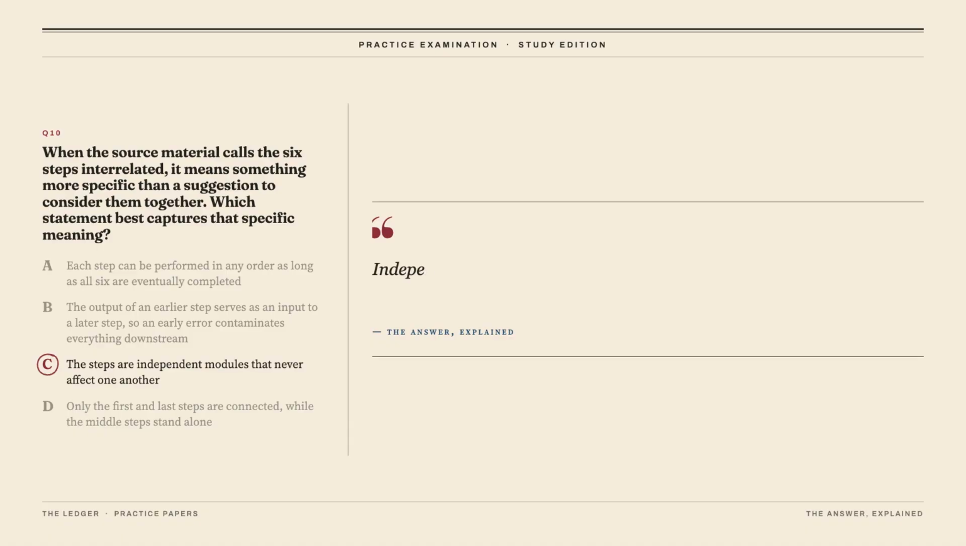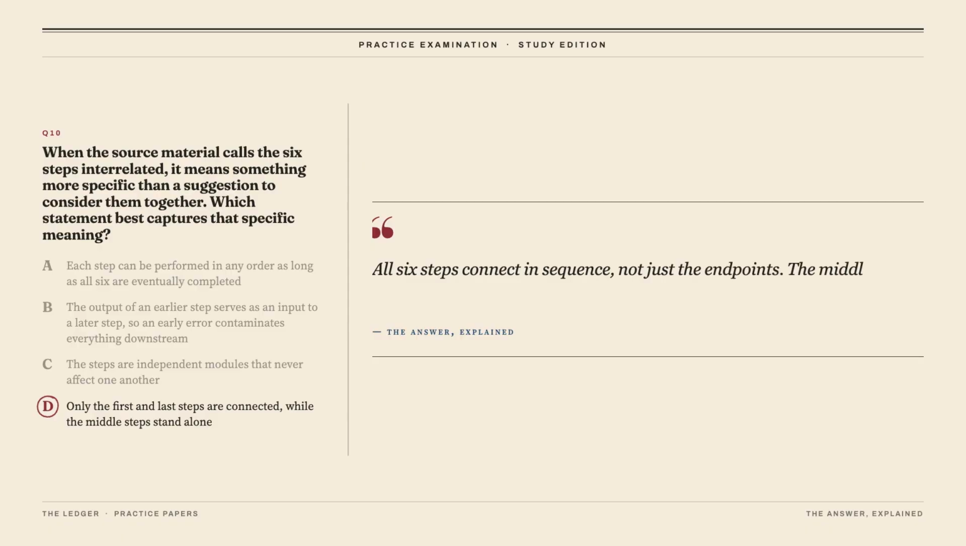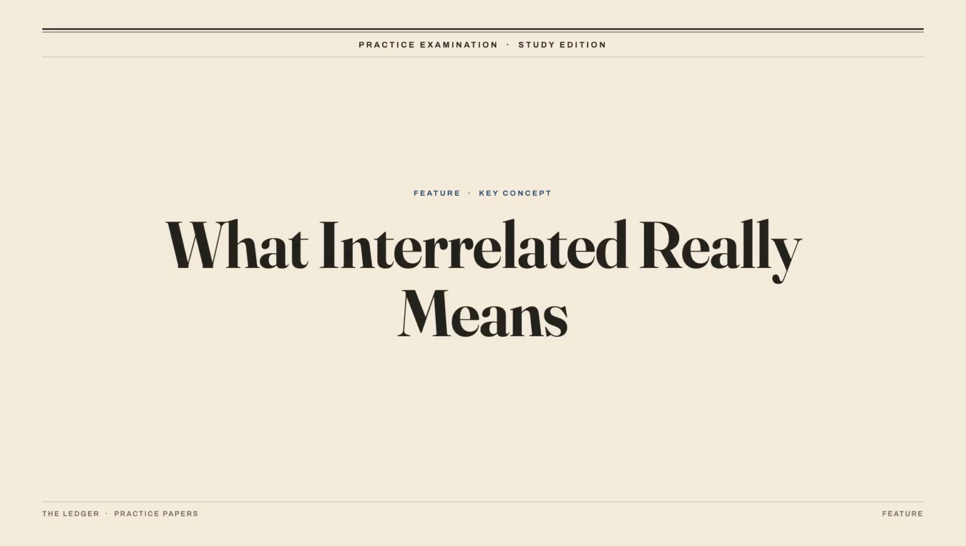C is wrong because independence is the opposite of what interrelated means. The steps are deliberately connected. D is wrong because all 6 steps connect in sequence, not just the endpoints. The middle steps both consume earlier outputs and feed later ones. In this framework, the word interrelated is doing precise mechanical work, not just describing a loose theme. It means the output of an earlier step becomes the input to a later step. So an error introduced early travels forward and contaminates everything built on top of it.